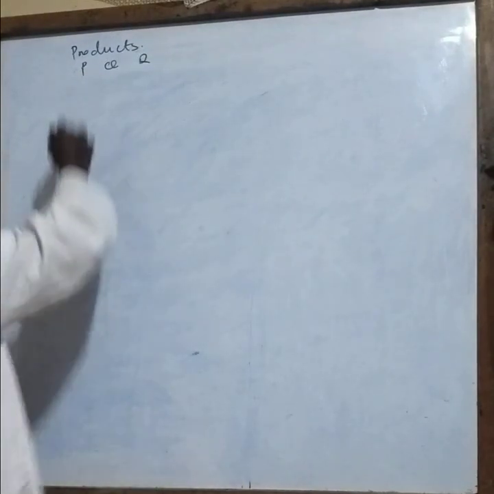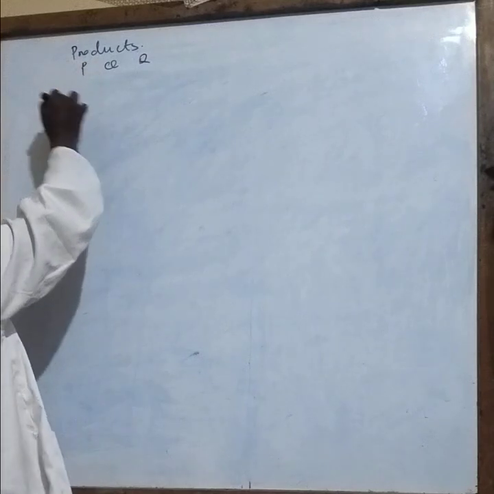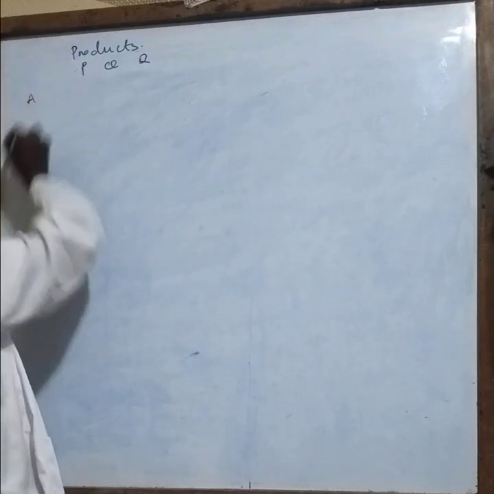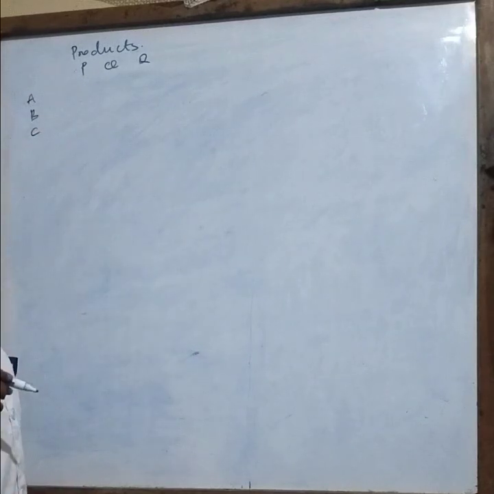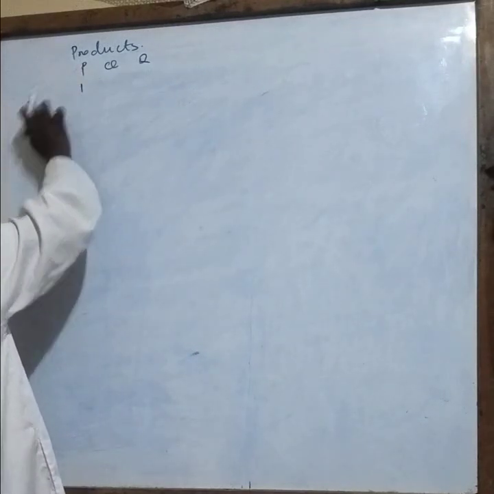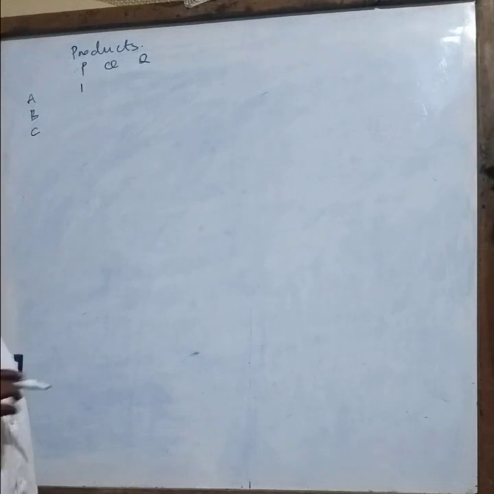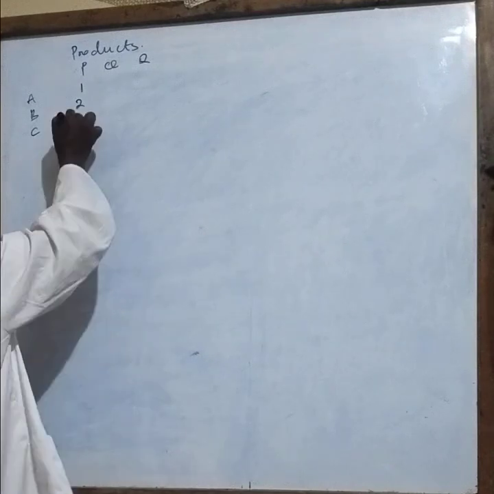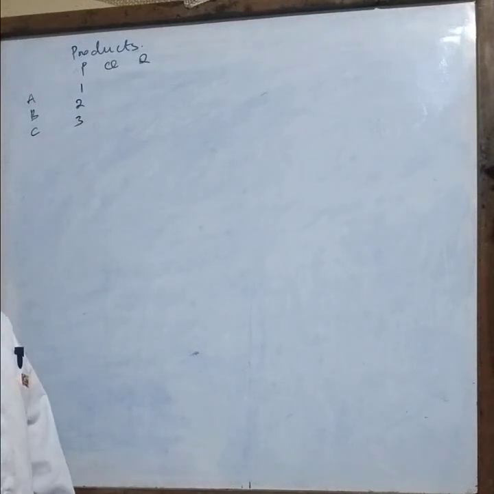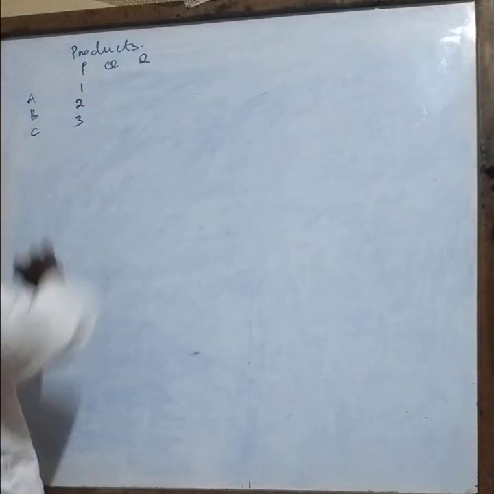Therefore, it means if you want to produce 1 unit here, you need 3 raw materials here, A, B, and C. And you need 1 of raw material A, and then you need 2 for raw material B, and we need 3 for raw material C to produce 1 unit of P.